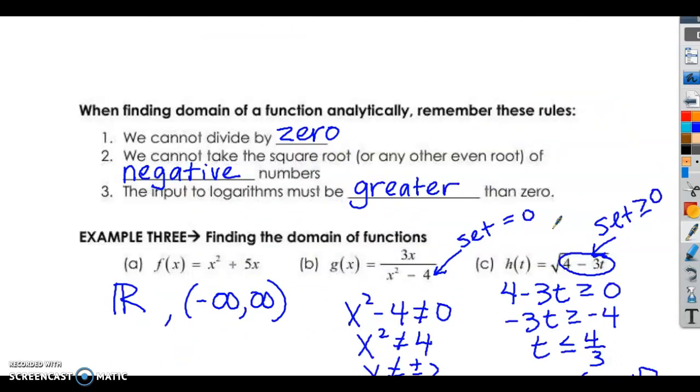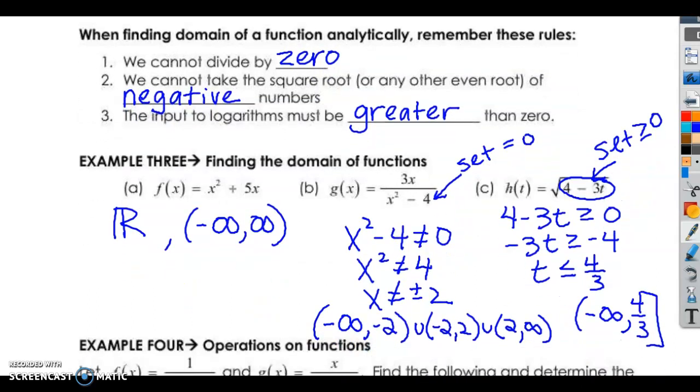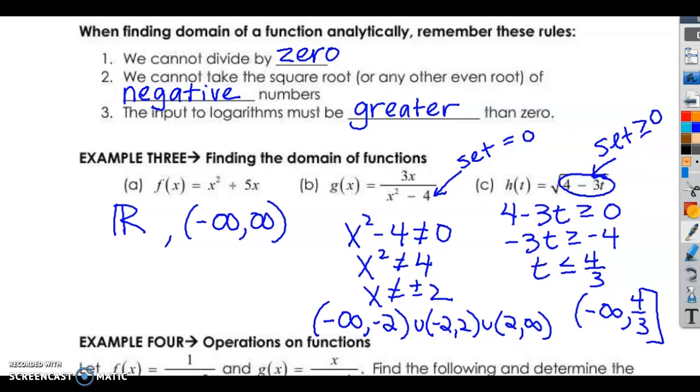Okay, so when finding a domain of a function analytically, remember these rules. We cannot divide by zero, and we cannot take a square root of a negative number, okay? And input to logarithms, which we'll talk about later, it's got to be greater than 0. So when you're finding the domain of functions, you're looking for essentially a quote-unquote problem, okay? And that's either in the denominator or under a radical.